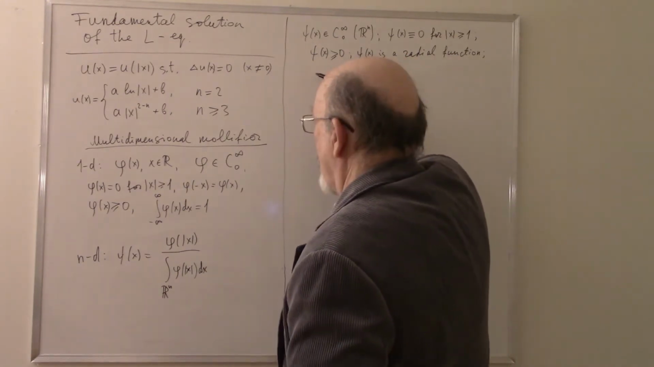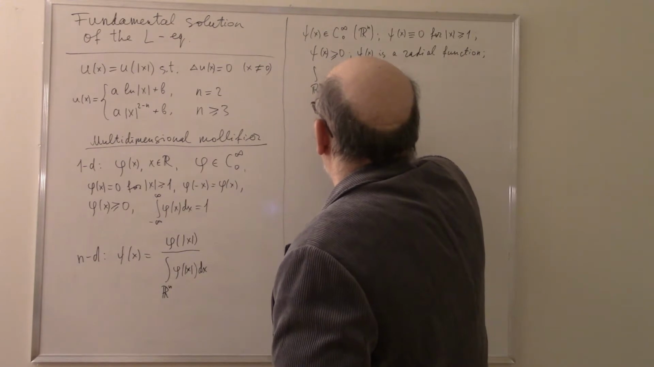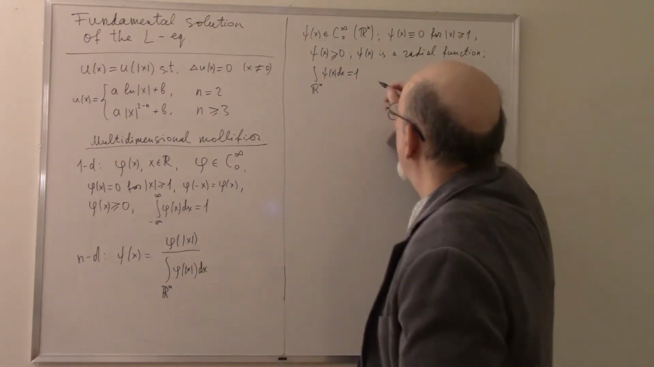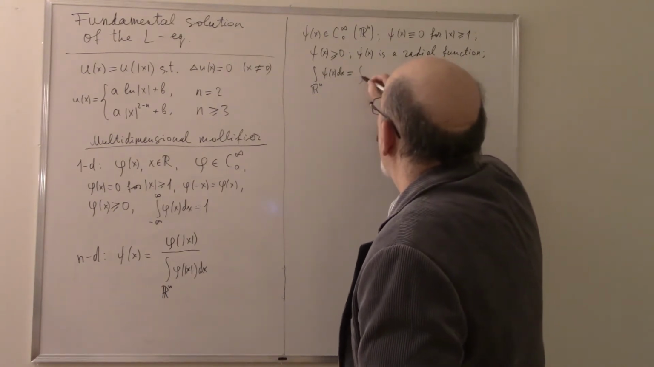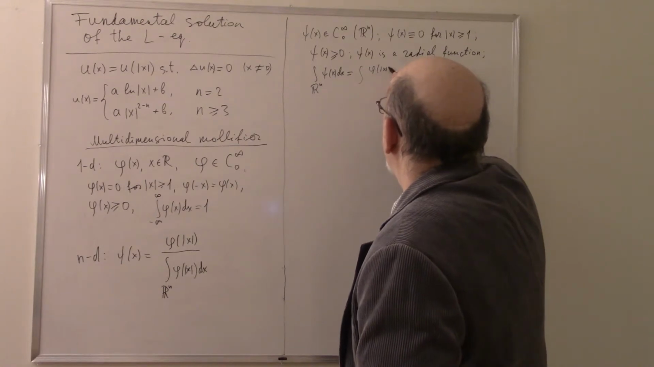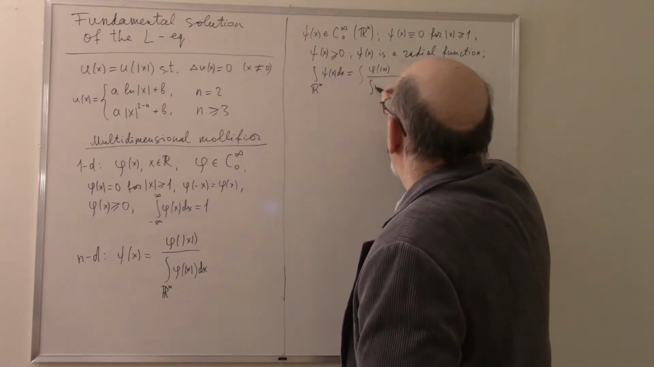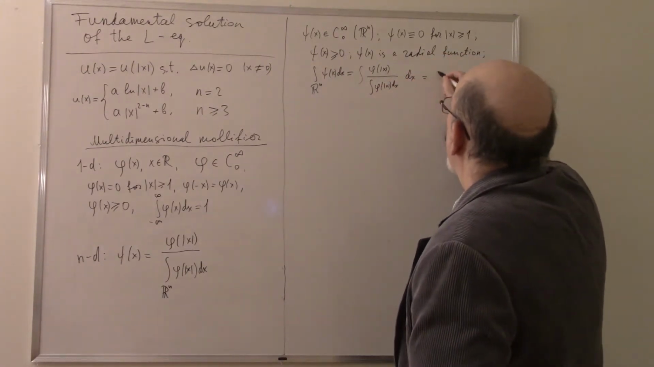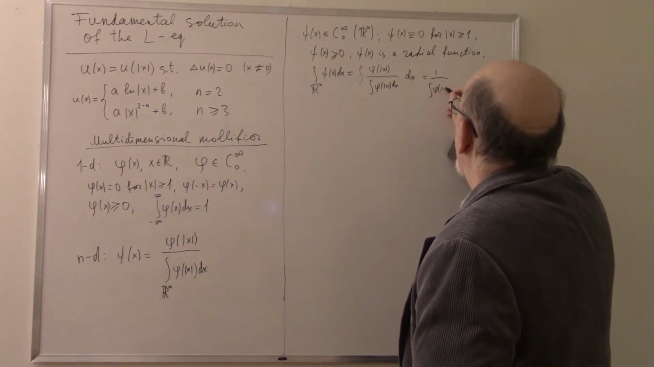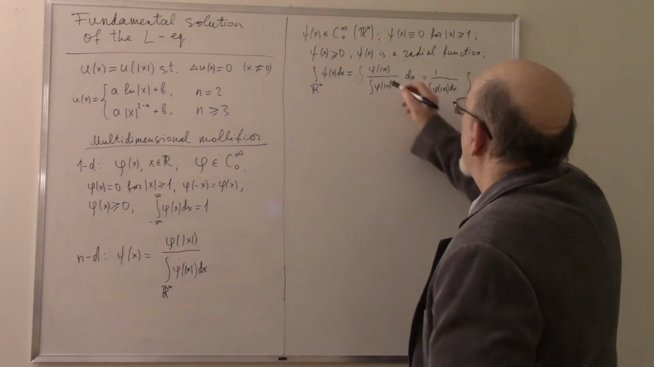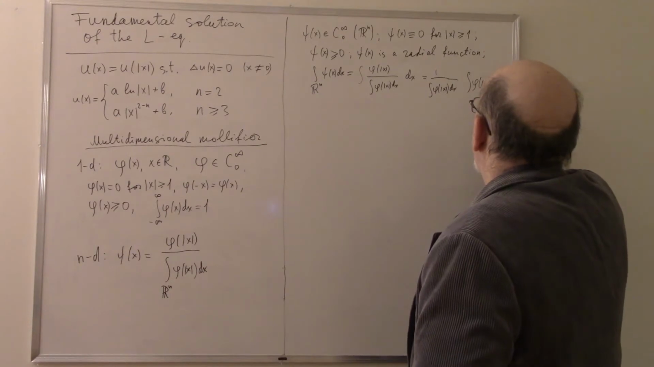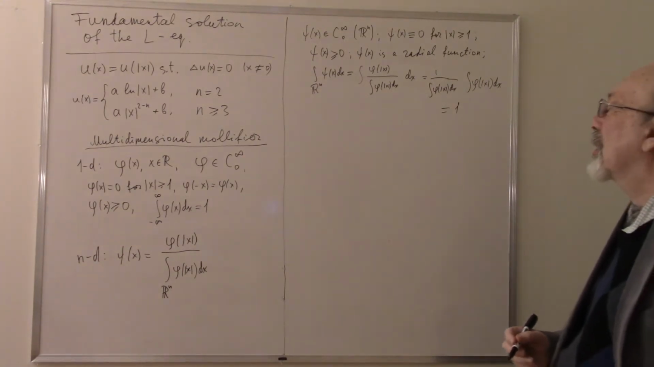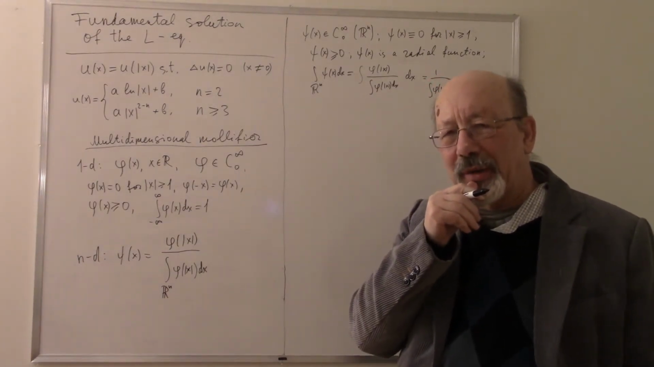And the integral over R^n of psi of x dx equals 1. Why is it 1? Let me write: the integral of phi of modulus x divided by the integral of phi of modulus x dx. So the denominator is a constant. It equals 1 over the integral of phi of modulus x dx times the integral of phi of modulus x dx, which is 1. So this is a good mollifier in n-dimensional space, and we will use it.